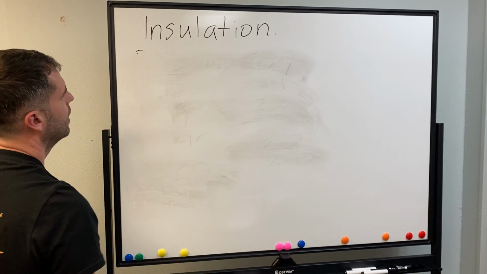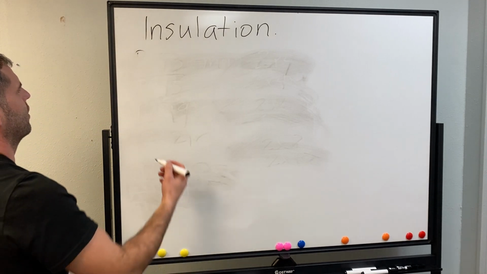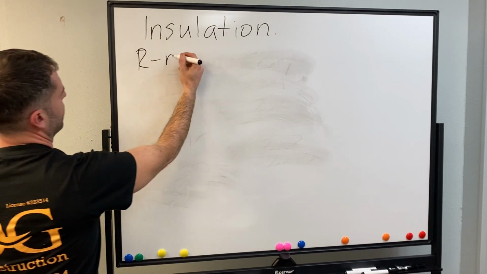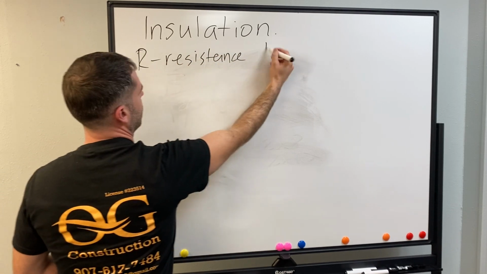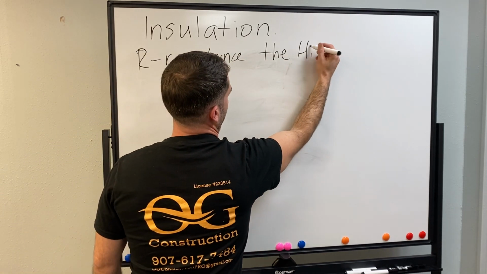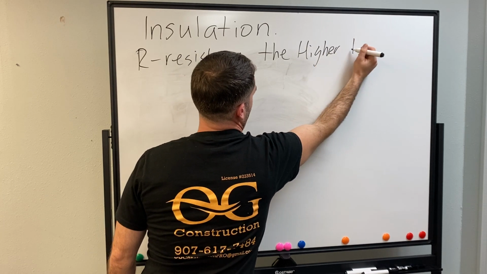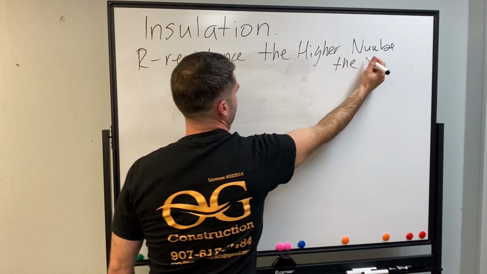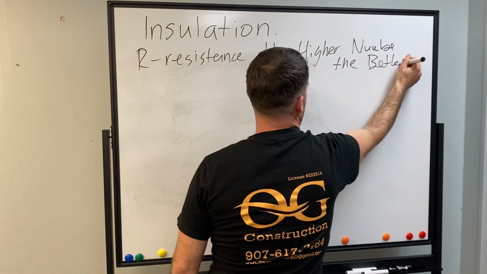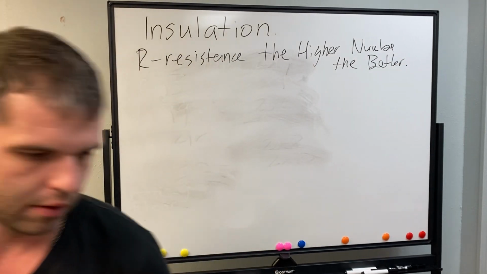Okay, anyways. You can get different R values. So again, like I said, R is for resistance, right? And the higher the number, the better. Okay. Where's that little list?